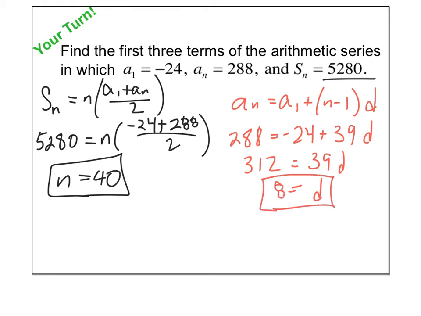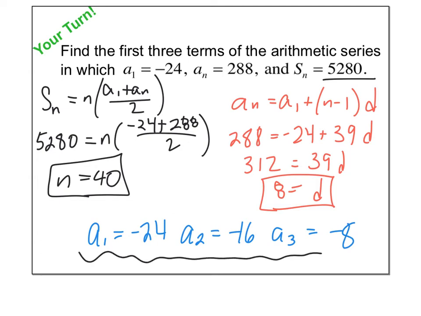What a coincidence. So that if my first term is negative 24, then my second term will be negative 24 plus 8, and then the third term is going to be negative 8. And there we have it. Your final answer.